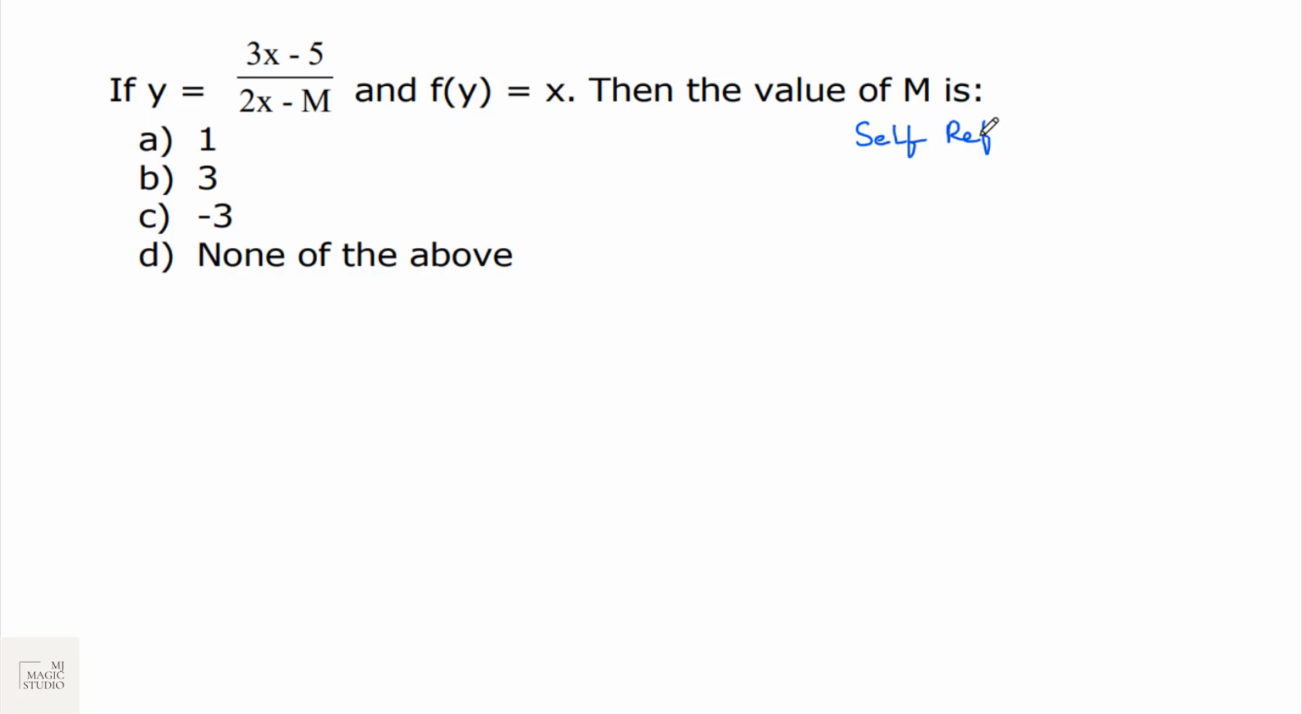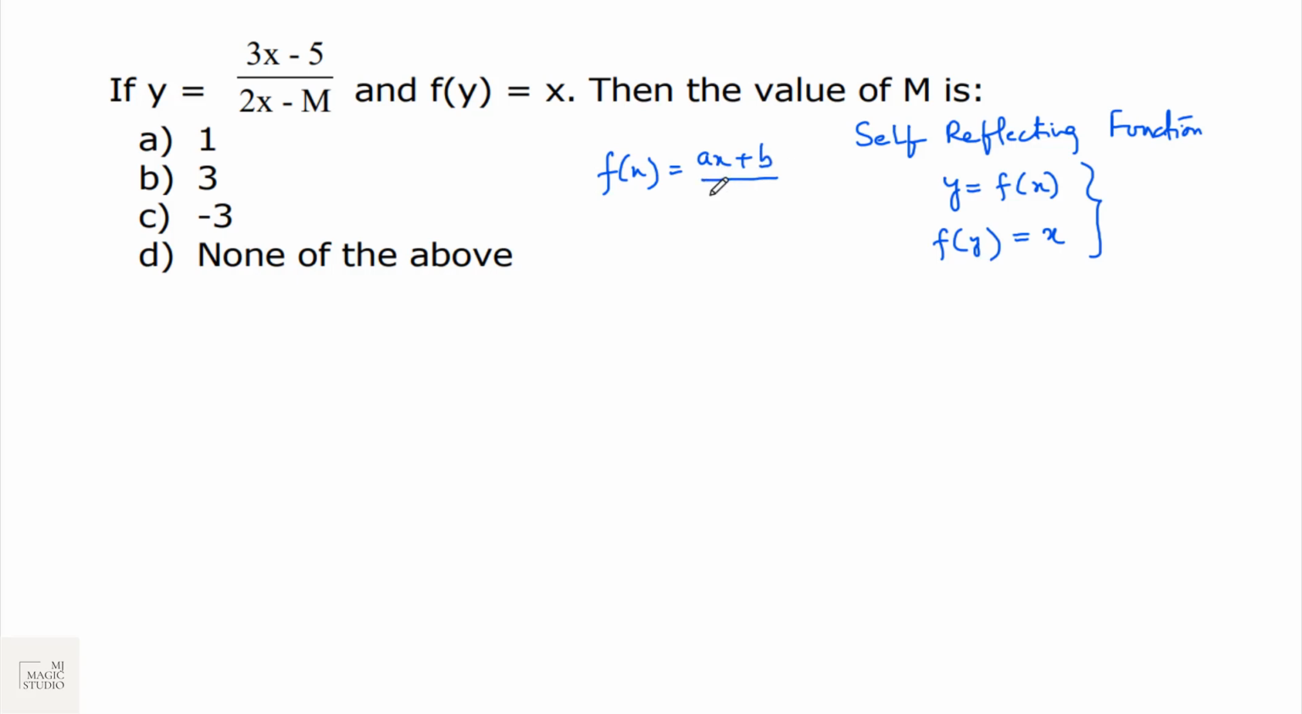Let us first try to understand what a self-reflecting function is. If y equals f(x) is a given function, and if f of y for the same function becomes x, then this function is known as a self-reflecting function. One example of a self-reflecting function is (ax + b) upon (cx - a). Any linear function in rational format of the form (ax + b) upon (cx - a) is always a self-reflecting function. Let's check.